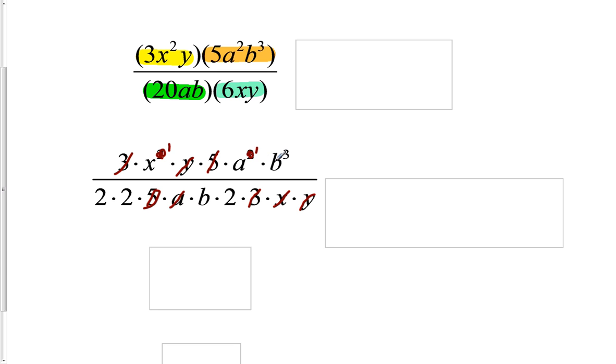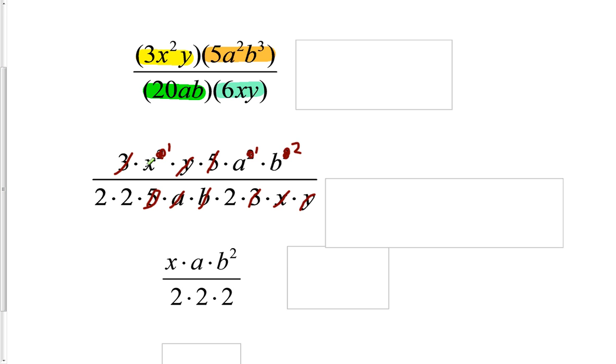We have a b cubed on top and a b to the first on bottom, so 2 more b's on top. 3 minus 1 is 2. So we're going to have b squared remaining, and that's going to cancel out the b. And that's all it looks like we can cancel. So let's go ahead and clean this up, rewrite this. We have our x to the first power, or just x. We have our a to the first power, or just a, and then our b squared, which we have written down here. And then on bottom we have our 2, and our 2, and that's all that we have.